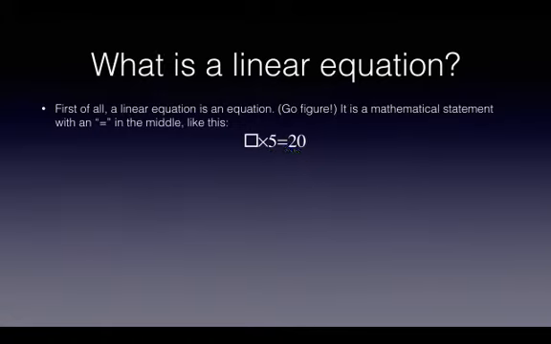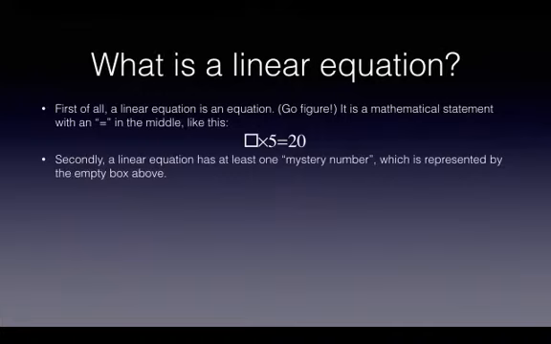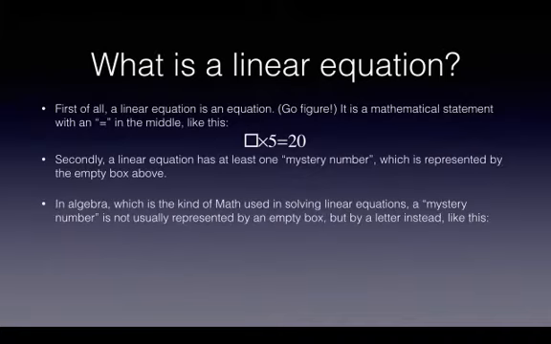There's the equals sign. So secondly, a linear equation has at least one mystery number. In this case, we represented that mystery number by an empty box. Now in algebra, which is the kind of math that we use in solving linear equations, a mystery number is not usually represented by an empty box. We usually have a letter in its place. So it would look like this, 5x equals 20. Instead of having this empty box here, we have some kind of a letter.